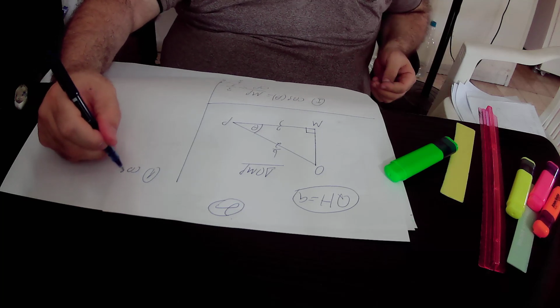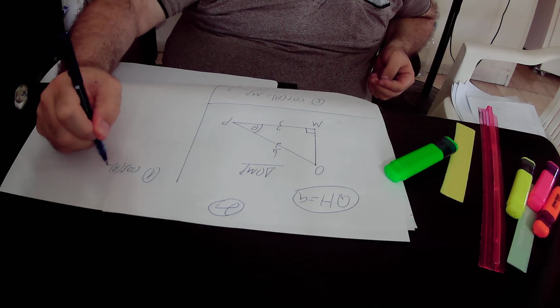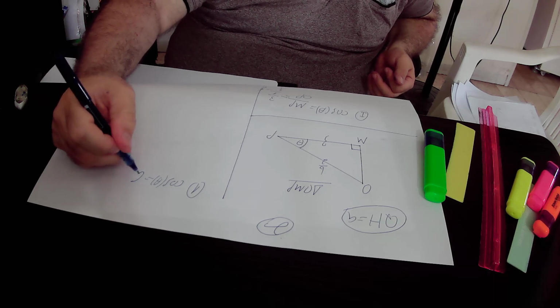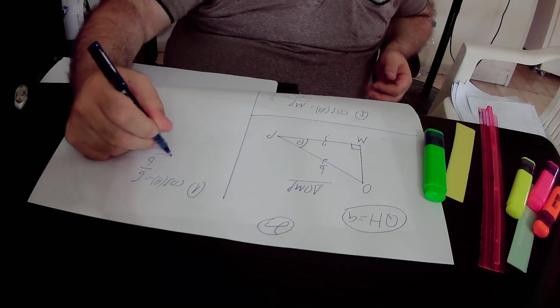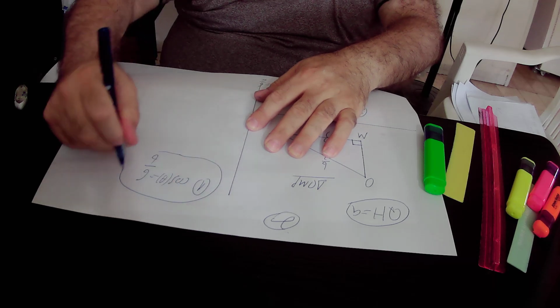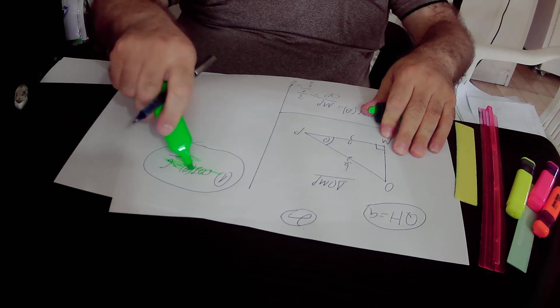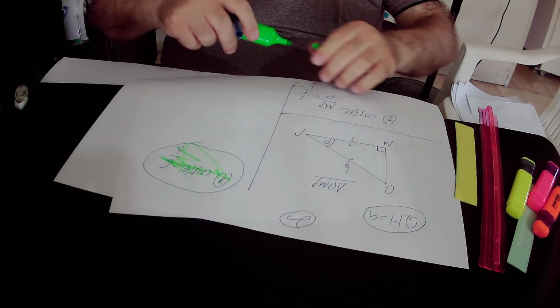So in conclusion, we found out that according to equation number 1, cosine theta equals 6 over B.